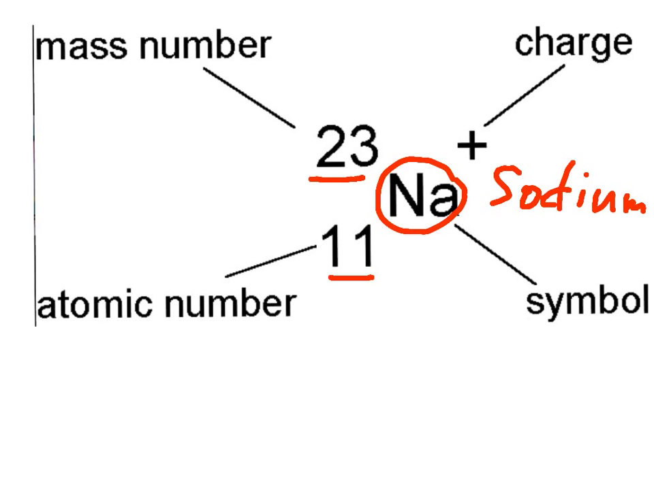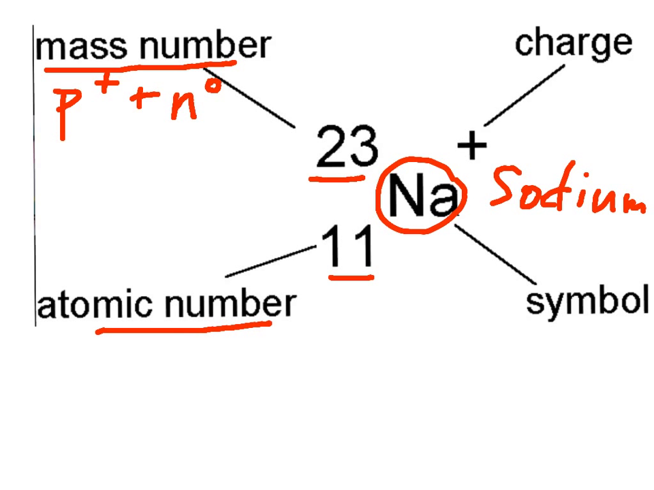The larger number refers to the mass of the atom. The mass is made up of the protons plus the neutrons. These exist together in the nucleus of the atom, and the mass is the combination of those two particles. The atomic number, the smaller of those two, refers only to the protons. But as we said, since atoms are electrically neutral, it would also indicate the number of electrons.